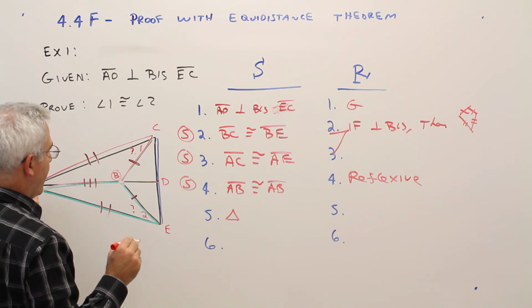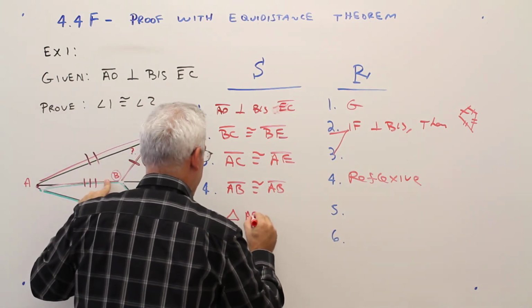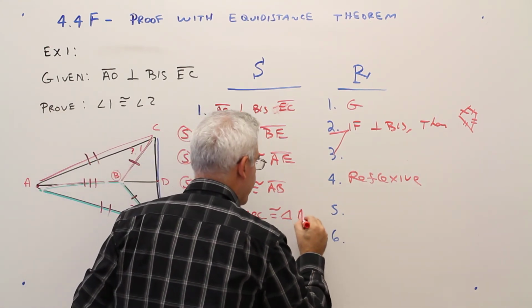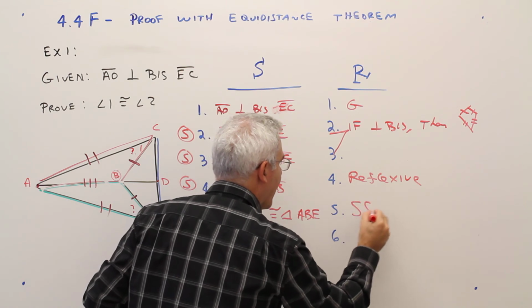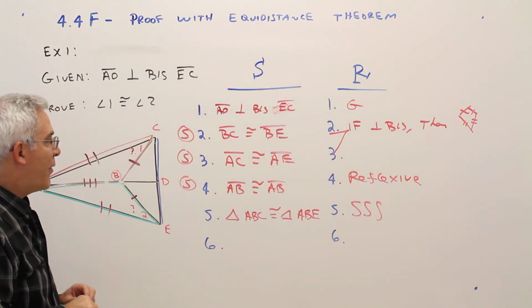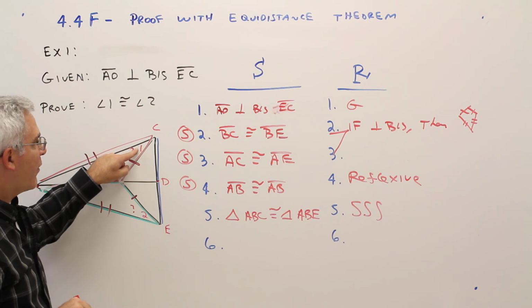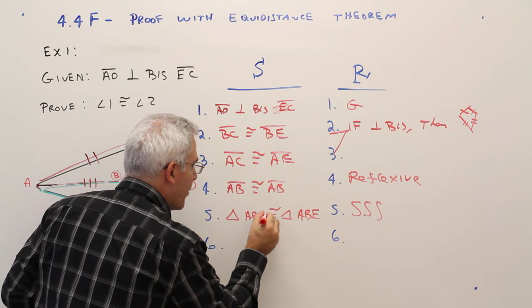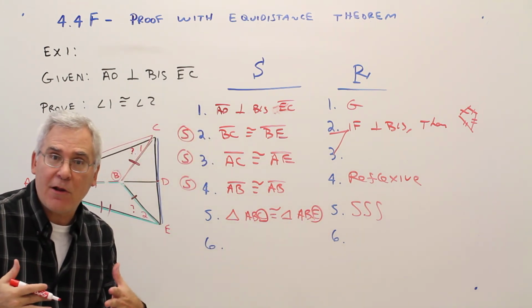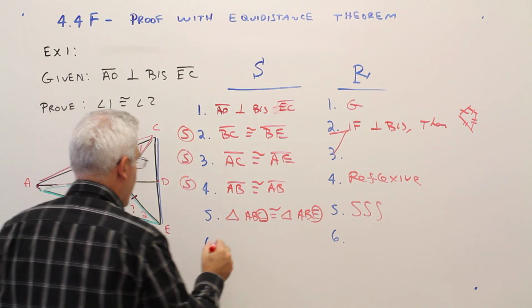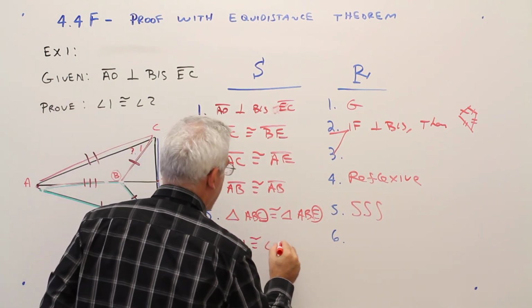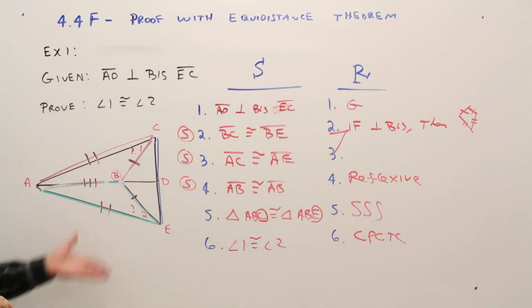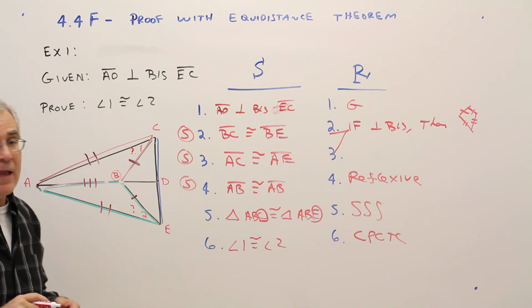Now I can get the triangles congruent. Triangle ABC is congruent to triangle ABE by side, side, side. And then once I get the triangles congruent, I can get the parts congruent. This is really angle C with angle E, just to let you know they're the last letters, so my lettering does correspond. So now angle 1 will be congruent to angle 2 by CPCTC. So there you have it, a basic proof on how to use the equidistance theorem.